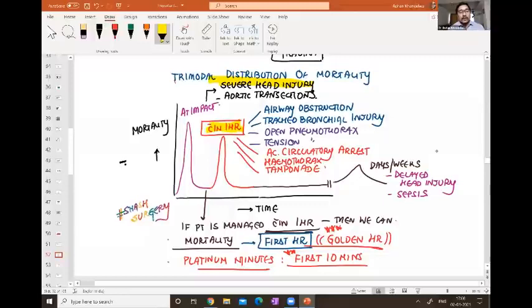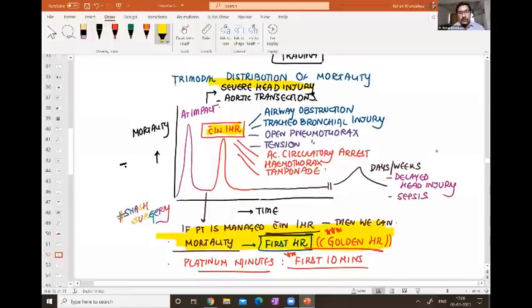Can you tell me what is the golden period for a wound? There are 2 separate questions. The golden hour is the first hour following trauma. But can you tell me what is the golden period for a wound? Can you answer that in the chat box, please? 6 hours. Excellent. 6 hours is the correct answer. The third spike of mortality is due to delayed head injury and sepsis.